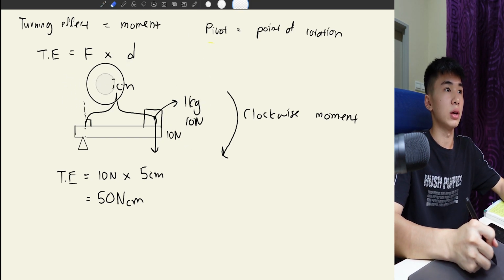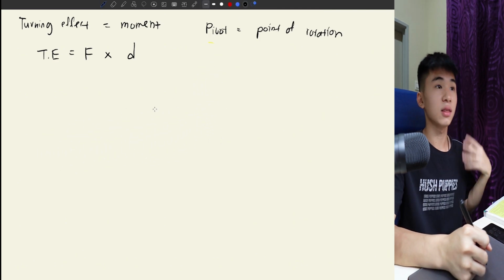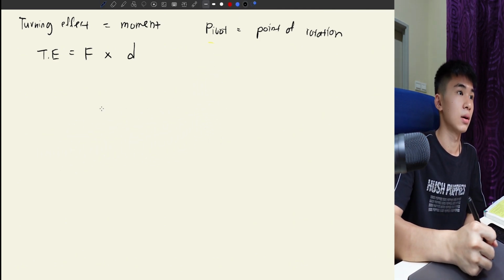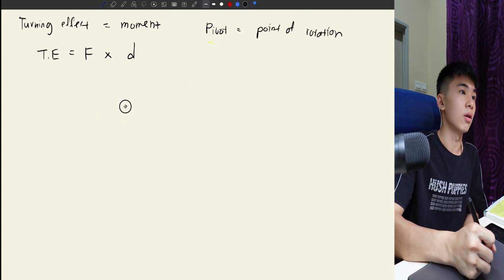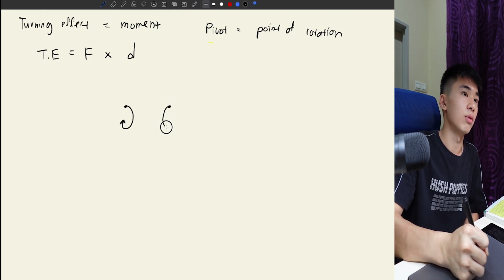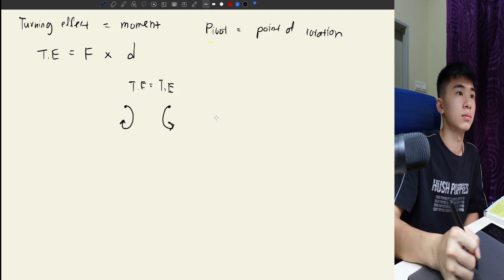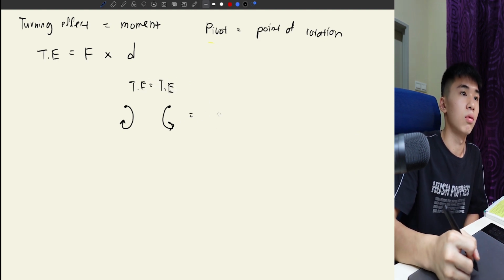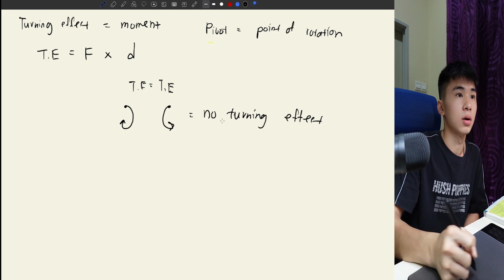I'm just going to quickly erase this first. And another thing is, just now I had said clockwise and anti-clockwise moment, right? So for this clockwise moment and anti-clockwise moment, if the turning effect is equal, so there will be no turning effect or reach its equilibrium.